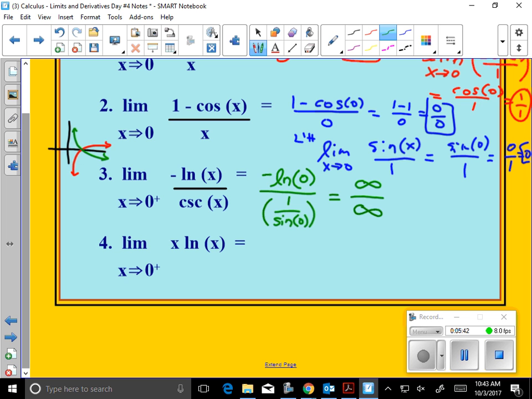Okay, so infinity over infinity. That is an indeterminate form. L'Hopital's rule applies. Okay, now it's going to get kind of ugly here. Let's get ready for ugly.